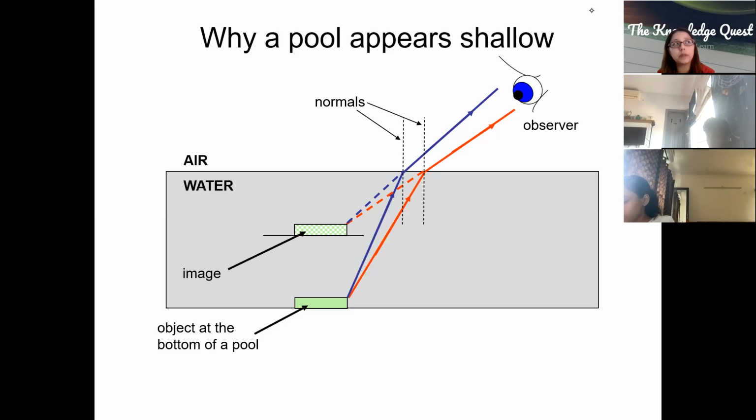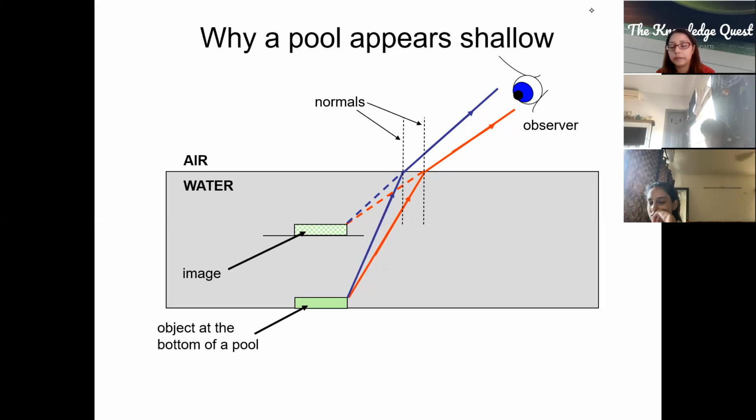How do they move, away from the normal or towards the normal? Away, because always mention that when you're moving from a denser to a rarer medium, you move away from the normal. So here water is denser and air is rarer. So we're moving away from the normal. So both the lines are not intersecting.